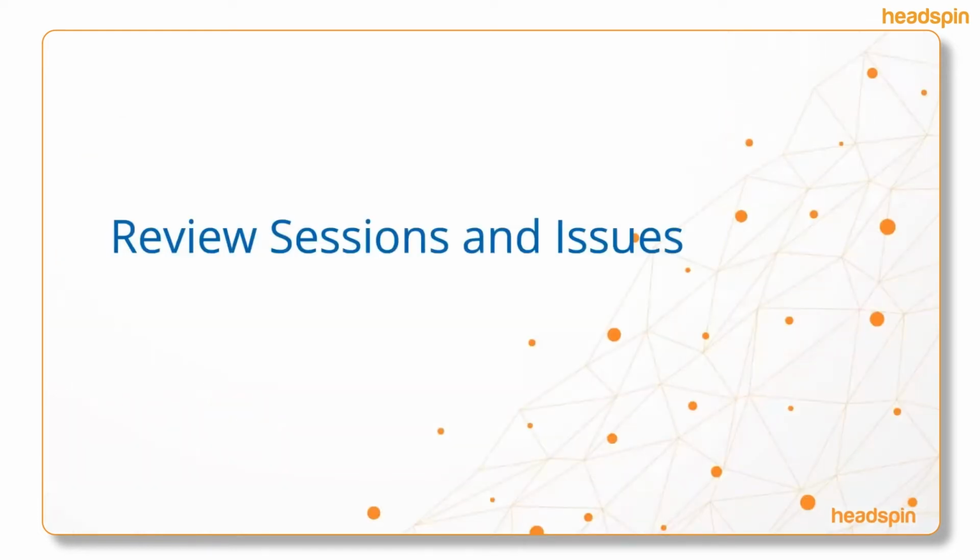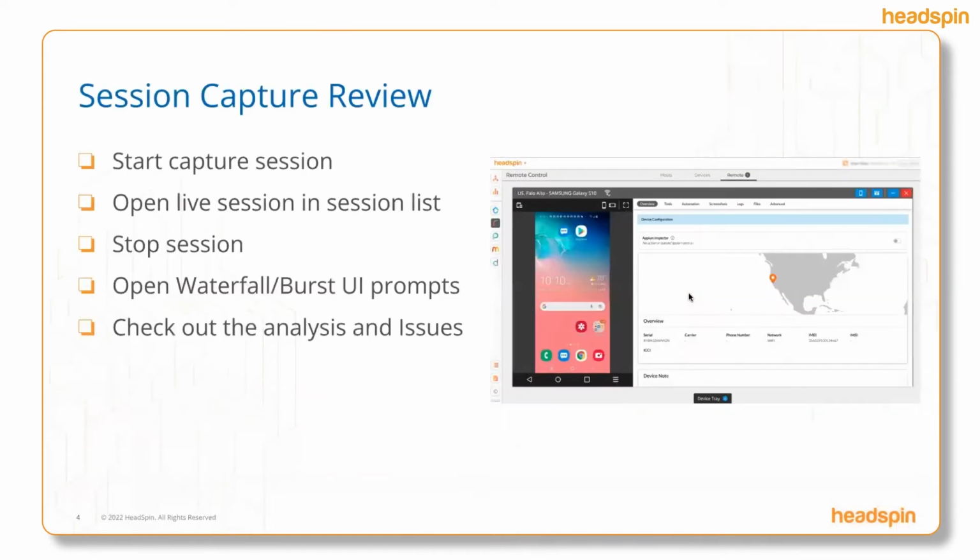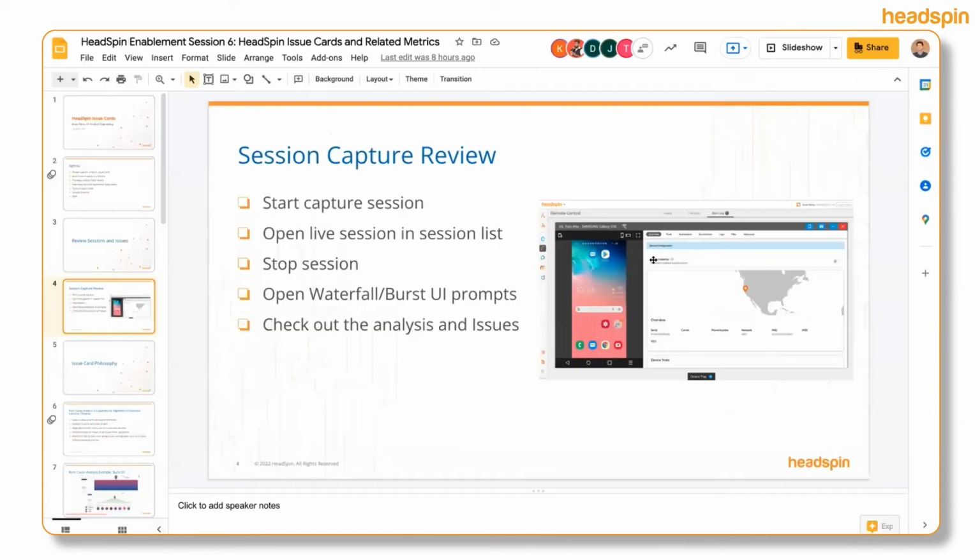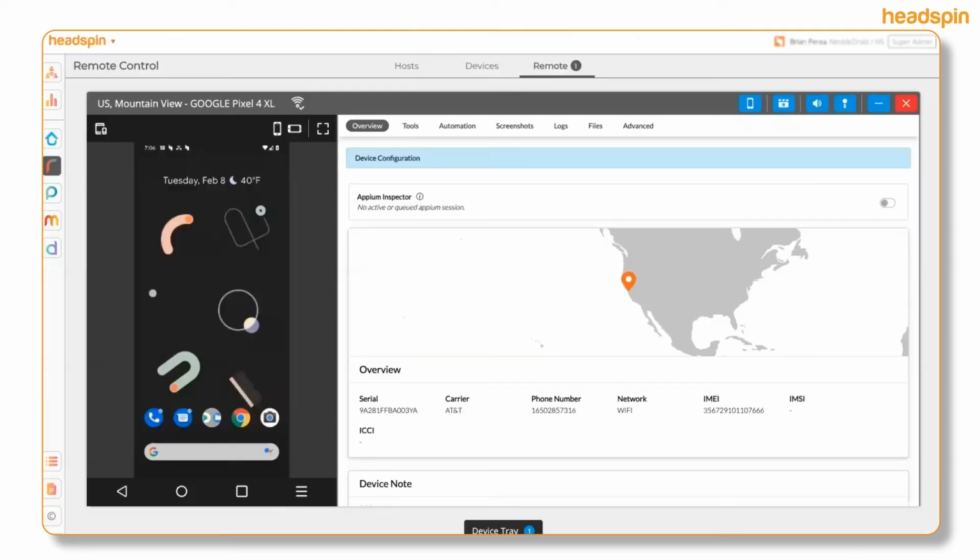So to start, we're going to review sessions and creating issues. To do this, we're actually just going to jump back into the HeadSpin product. We're going to access a device. In this case, I'm just accessing a device from the device list. This is a Google Pixel 4 XL.